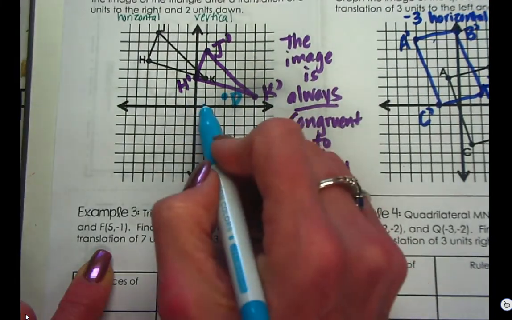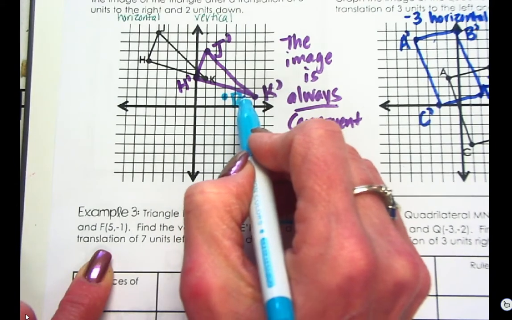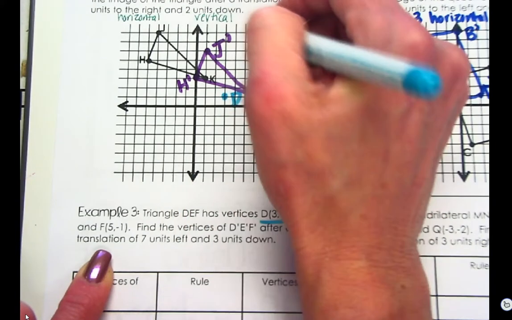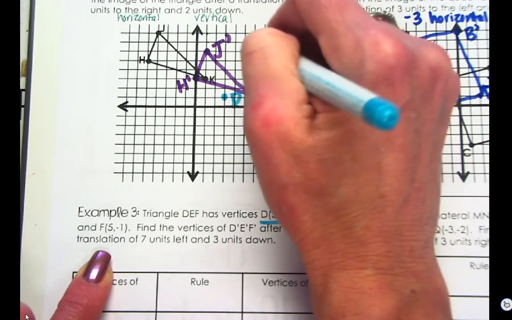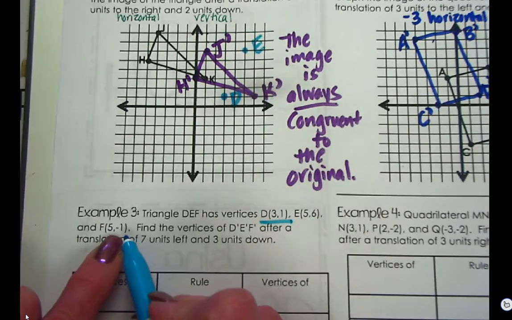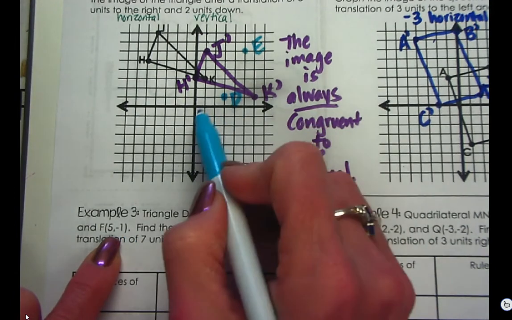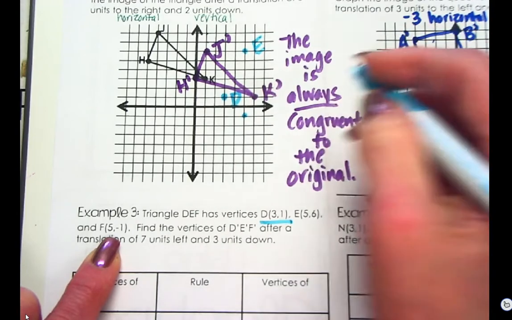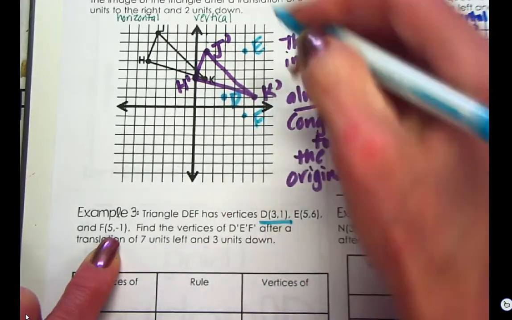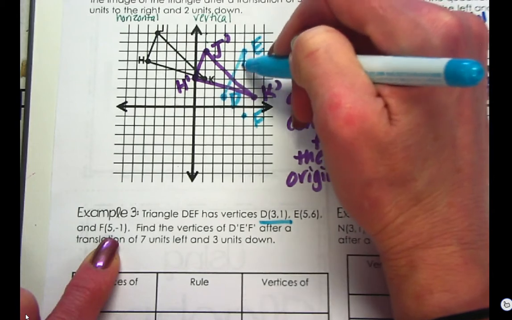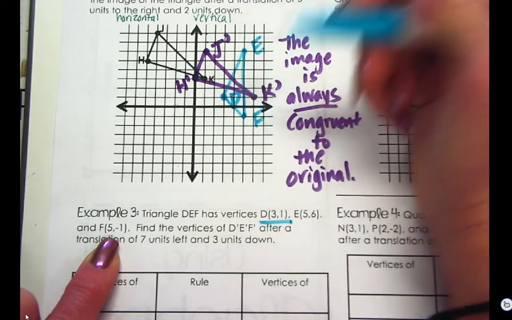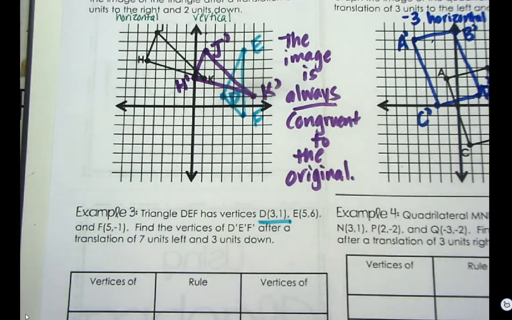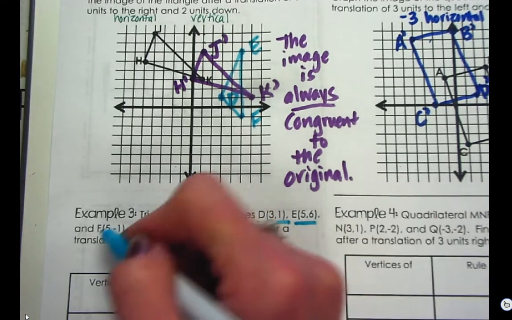5, 6. 1, 2, 3, 4, 5, then 1, 2, 3, 4, 5, 6. I'm going to label that E. And then 5, -1. 1, 2, 3, 4, 5, and I went down 1. So that's F. So here is the original shape. You're doing a different one this time. I just want to use the graph so that we can still plot it. So you're plotting that same shape using these coordinates on that grid.